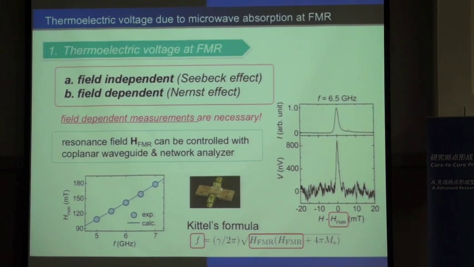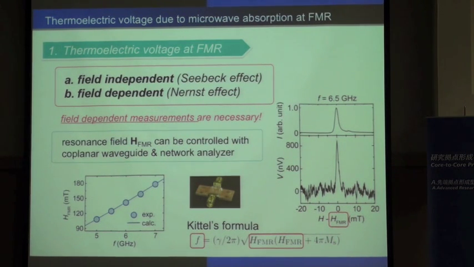But we found that thermoelectric effects cannot explain the present result. There are two types of thermoelectric voltage. One is field-independent thermoelectric effects, such as the Seebeck effect. And the other is field-dependent thermoelectric effects, such as the Nernst effect.